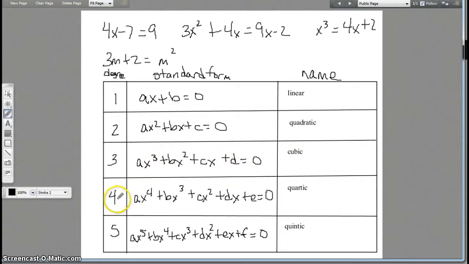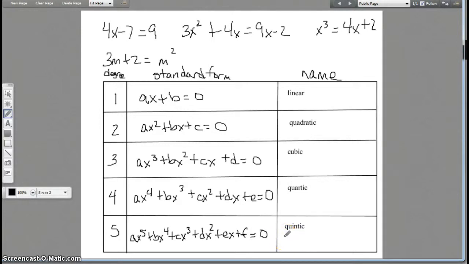Then in our fourth row, we have the fourth degree version in standard form, which is ax to the fourth plus bx cubed plus cx squared plus dx plus e equals 0. A, b, c, d, and e are all constants. This is a quartic equation. And then, of course, in our fifth row, we have our fifth degree equation. Our highest degree is 5: ax to the fifth plus bx to the fourth plus cx cubed plus dx squared plus ex plus f equals 0. This is a quintic equation. A, b, c, d, e, and f are all constants.